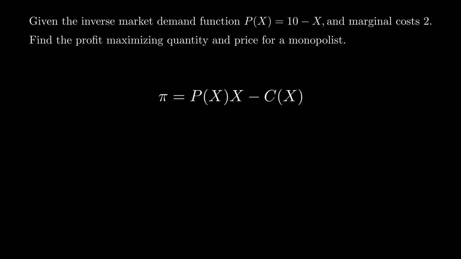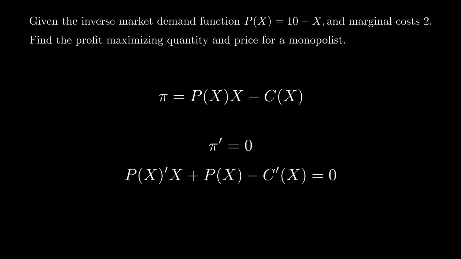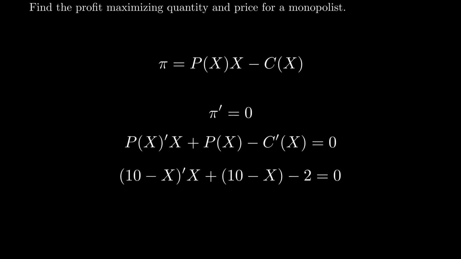We start by writing the profit function, which is profit is equal to price times quantity sold minus the costs associated with production. We then find the global maximum by taking the derivative and setting it equal to 0. We then plug in for P of x and the marginal costs. We simplify the expression.